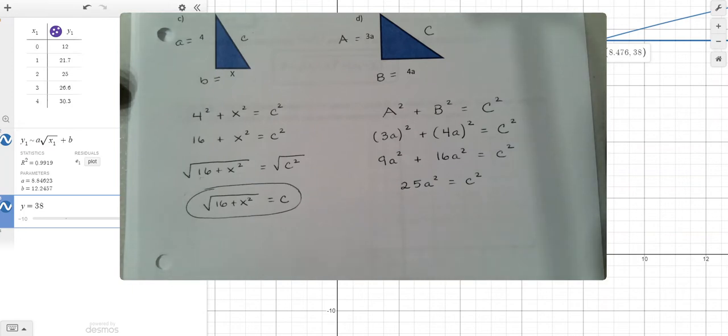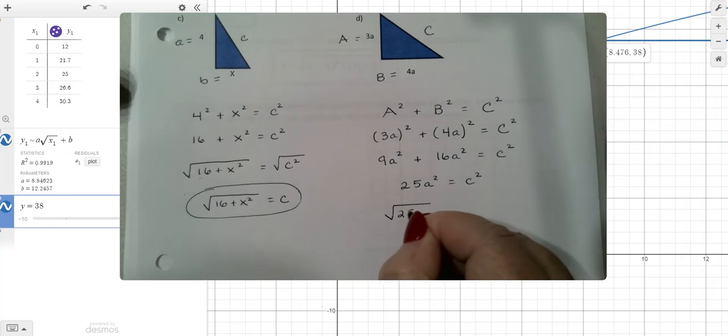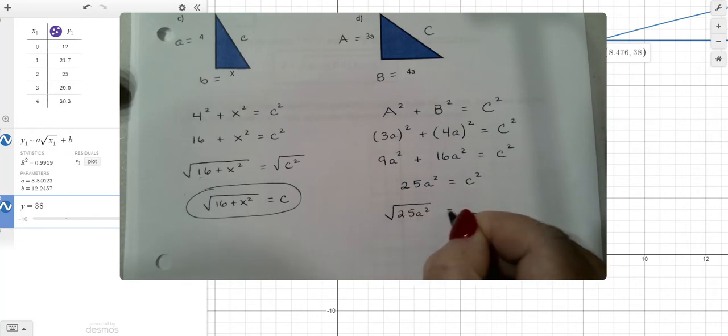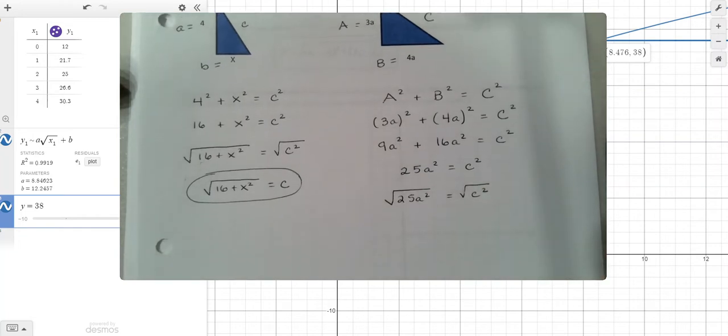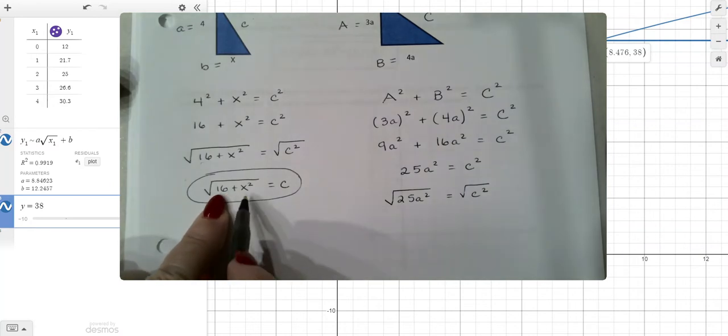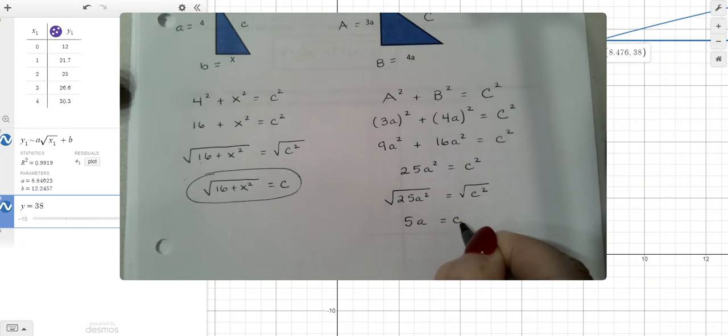To solve for C, I'll take the square root of both sides. Again, length of a side has to be positive. And this time I can simplify, right? When there's addition, I can't take the square root of the pieces separately. But with multiplication between the factors here, I can. So that's just 5A. So C is equal to 5A.